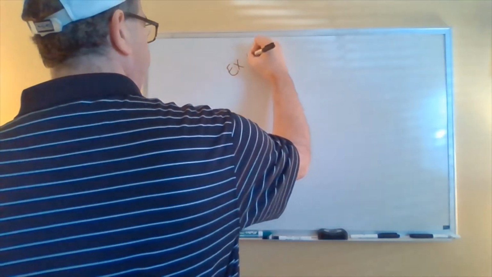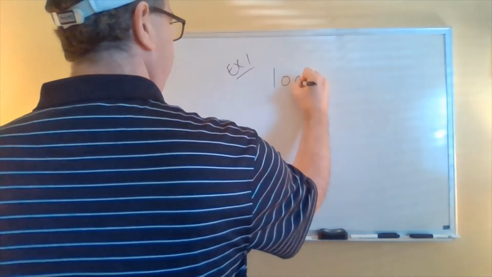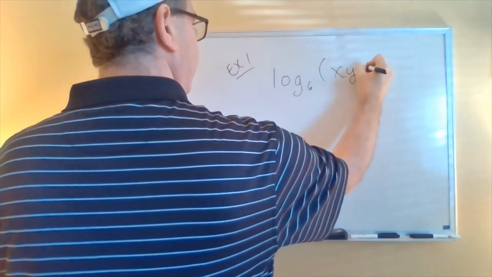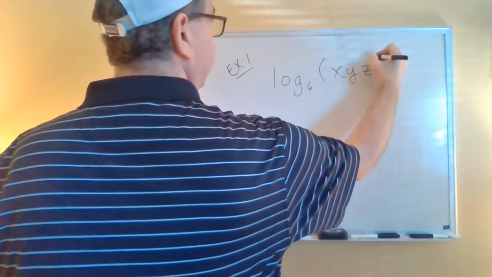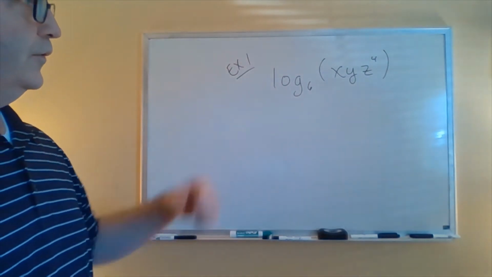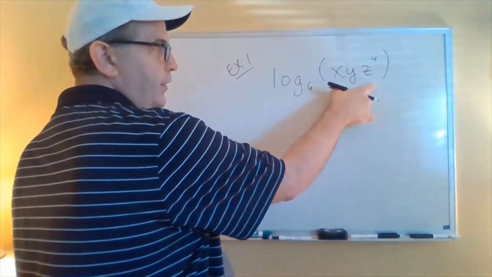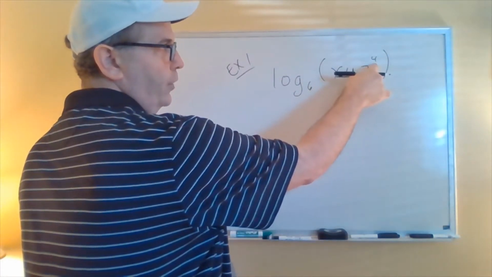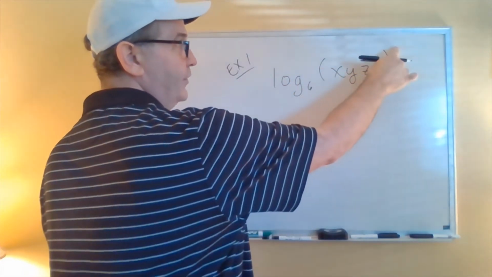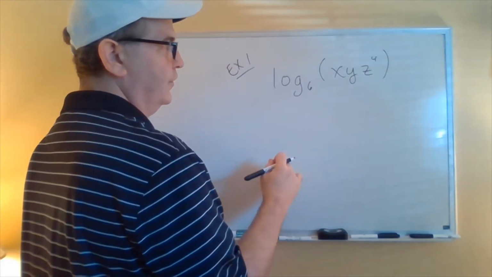All right, our first example will be the log base 6 of x, y, z to the fourth. Okay, so we need to expand this one out using those three properties I had mentioned before. So let's look first here. This exponent 4 only goes to the z. Okay, it does not go to the y or the x. If it were outside the parentheses, then it would go to the y and the x, but in this case, it only goes to the z.